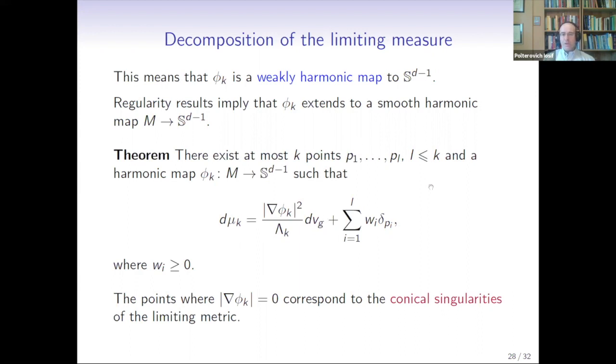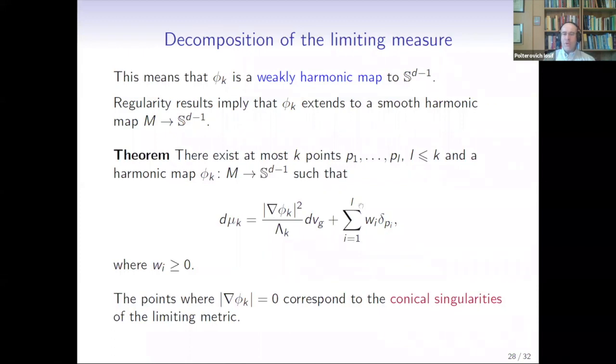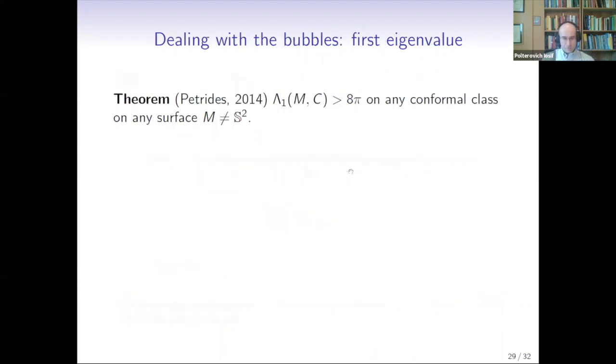So this leads us to the last step of the argument. Now we need to deal with those bubble points. So we need to show that either there are no bubble points, as for the first eigenvalue, or that in fact, when you look at the sequence of metrics that converge to the maximizing metrics, then your eigenvalues converge to what they should converge to in the good situation.